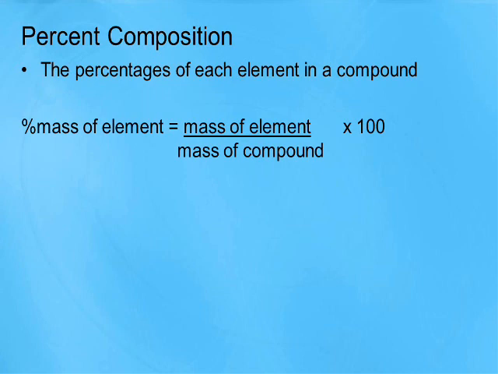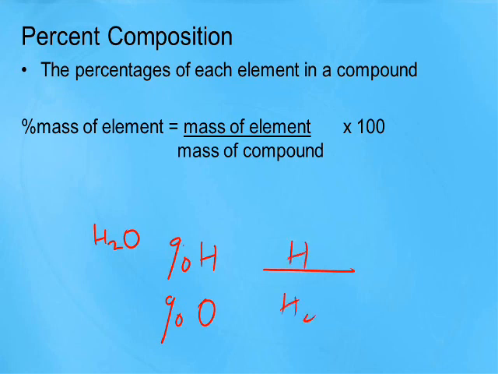The percent mass of the element equals the mass of that element over the total mass of the compound times 100. So for example, if we want to find the percent composition of water, we want to find the percent of hydrogen and the percent of oxygen. So we find the mass of that element, hydrogen, over H2O times 100. And the same thing with oxygen. All right, so let's look at some examples.